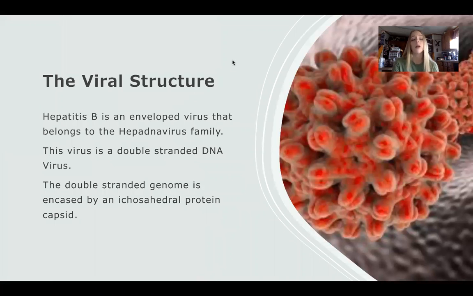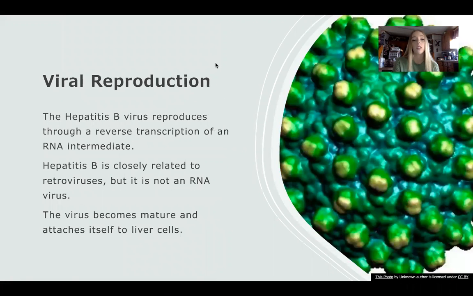Okay, and we'll start off with the viral structure. Now, this is an enveloped virus, and it belongs to the hepadnavirus family, and it is a double-stranded DNA virus. The double-stranded genome is encased by an icosahedral protein capsid, and this virus reproduces kind of like retroviruses, but remember, this is not an RNA virus. This is a DNA virus. And it reproduces through a reverse transcription of an RNA intermediate.